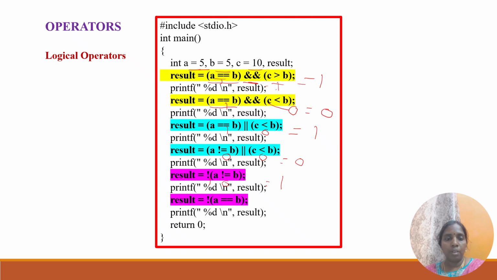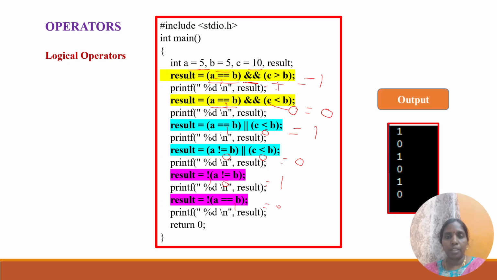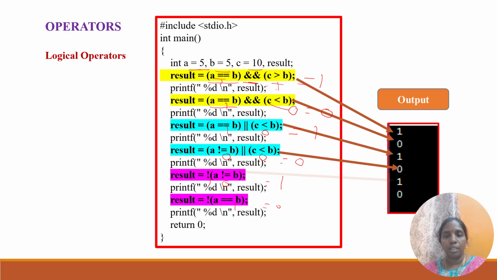And result equal to not of a equal to b. So the a equal to b is 1. Not of 1 is 0. So if you see this expression, you can find the following output. This is the output of this program. So for the first one, the output is 1. Second case, output is 0. Third case, 1, 0, 1, and 0.